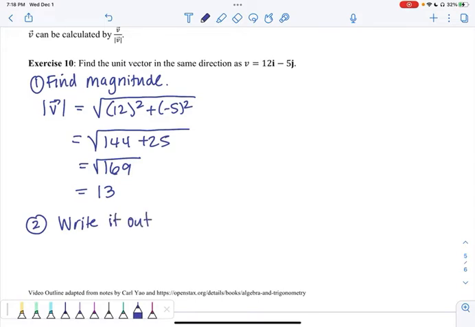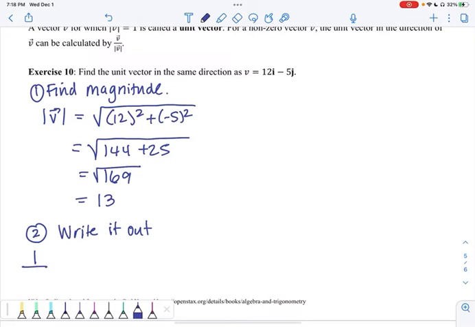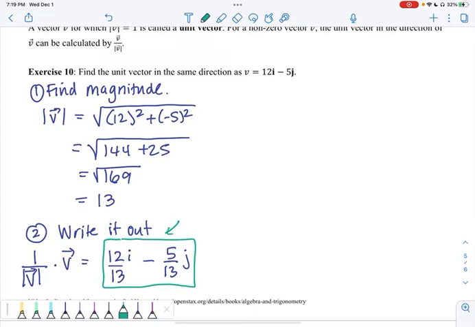So if it's just the vector v divided by the magnitude, then what it really is, is 1 over that magnitude times the vector. So what would that look like? Well, it would look like each component being divided by the magnitude, which is 13. Now what we've asserted is that the new vector that we just made has a length of 1.